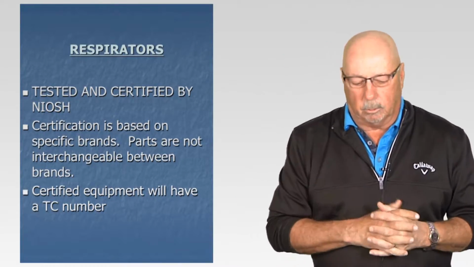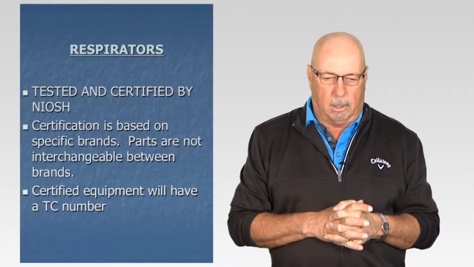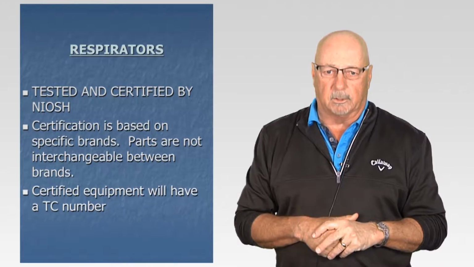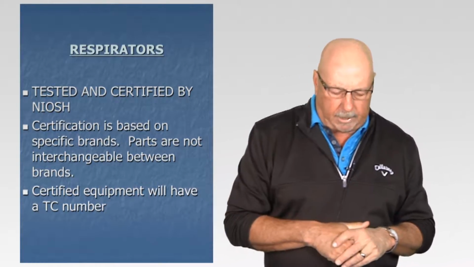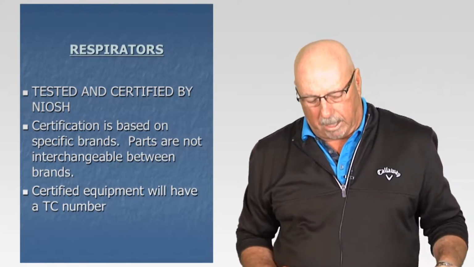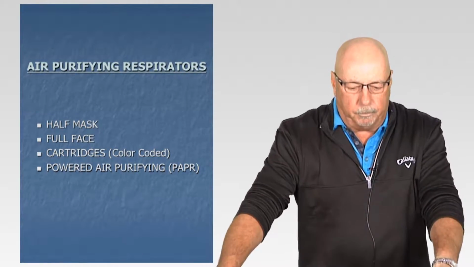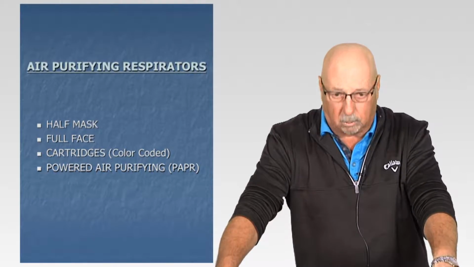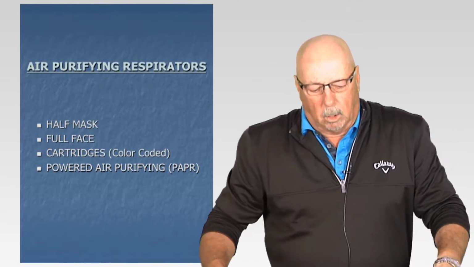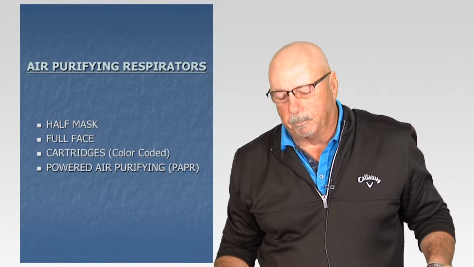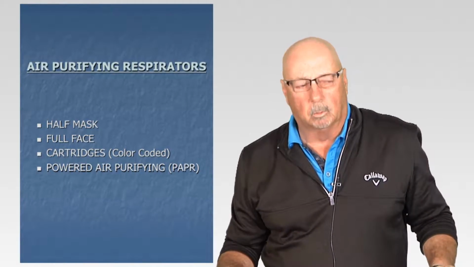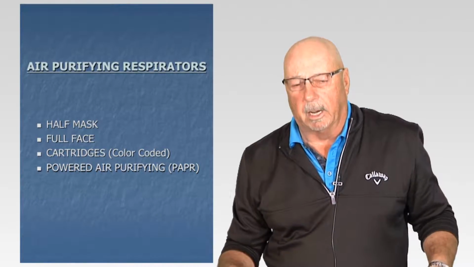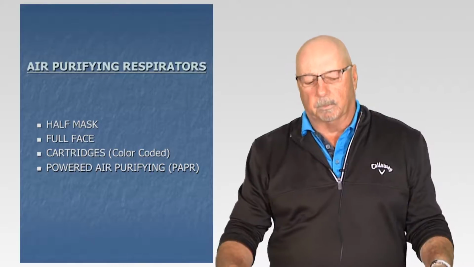And on the cartridges, you will see there is a certification number, and that's referred to as the TC number. TC simply stands for tested and certified. So on that cartridge, you'll see the TC number listed by NIOSH that verifies that the respirator has been tested and meets the certification requirements that NIOSH has established. Well, there's two general categories of respirators that are available to workers. The first is air purifying respirators, which we'll talk about right now. The second is air supplied respirators.